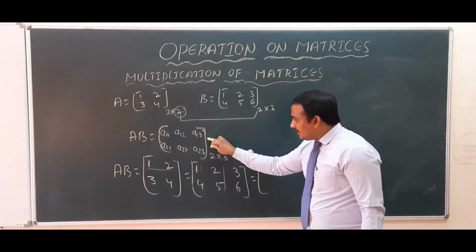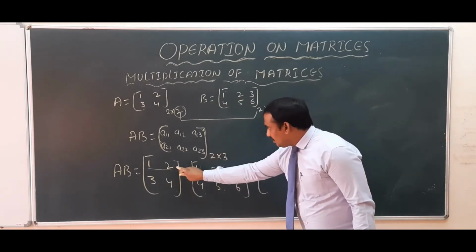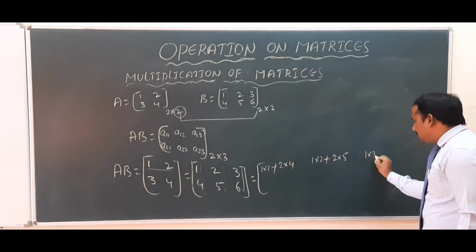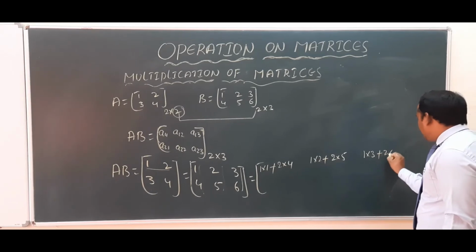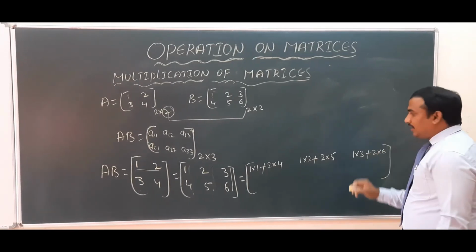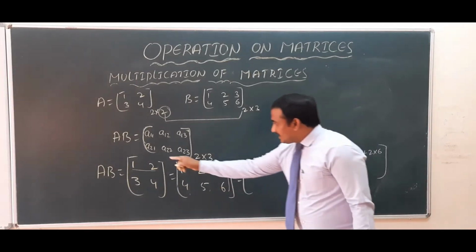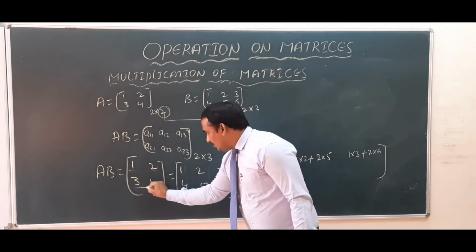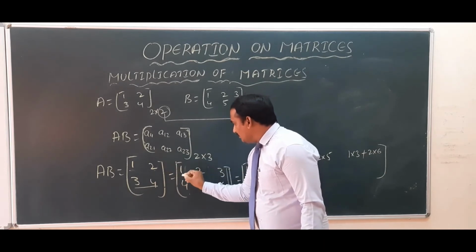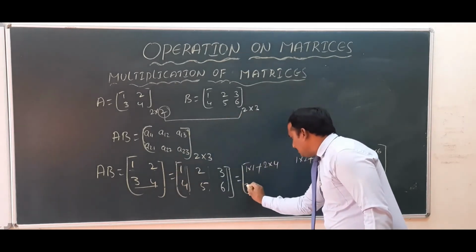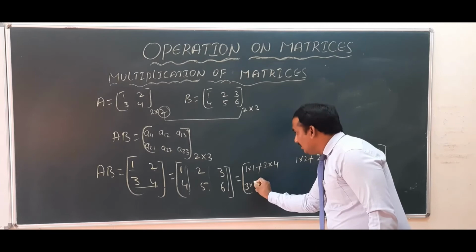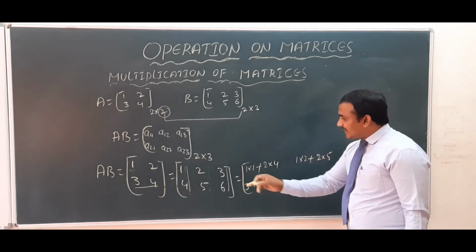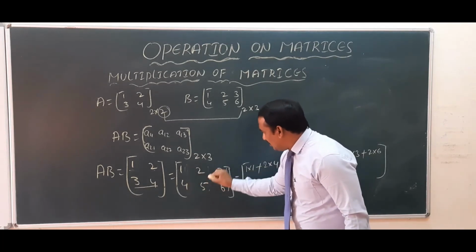Next one, a13: first row, third column, so 1 into 3 plus 2 into 6. You have to multiply. Next a21: second row and first column. What is the second row, first column? 3 into 1 plus 4 into 4. Next one a22: second row and second column you have to multiply.